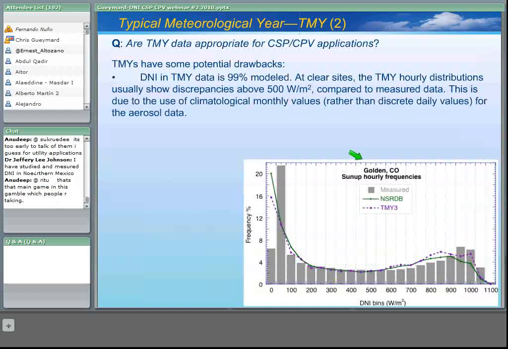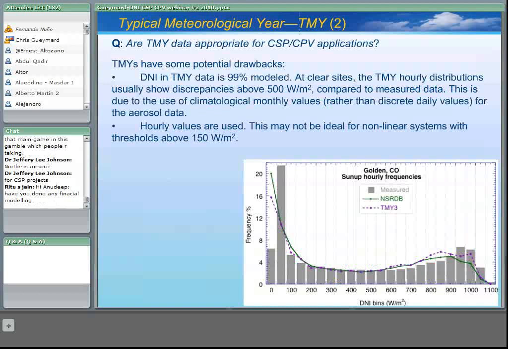Well, it has been found that this is due to the use of climatological monthly values rather than discrete daily values for the aerosol data. And I would say this is a relatively general situation in many countries. Another thing is that TMY data are based on hourly values. This might not be ideal for nonlinear systems, which have thresholds, like they don't start until the DNI is more than 150 watts or 200 watts or 300 watts. This is something we looked at last week in the last presentation about the short-term variation in DNI.